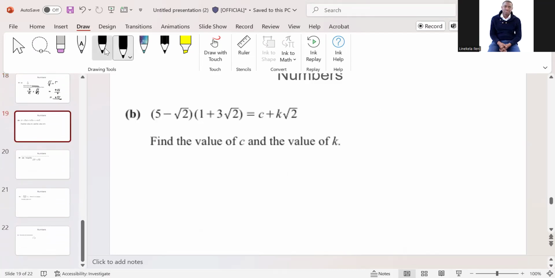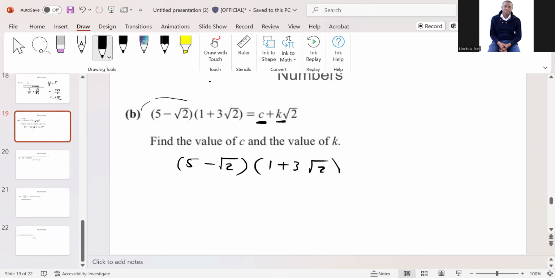Now, at times, they like to confuse students, and then they tell you, find the value of C, find the value of K. That simply means when you are done with this, you must end up with a value of C and a value of K. What are those values? Similarly, what we did with the other one last time, we took this whole thing the way it is. We first need to solve it so that we can know what our values on this side are going to be.